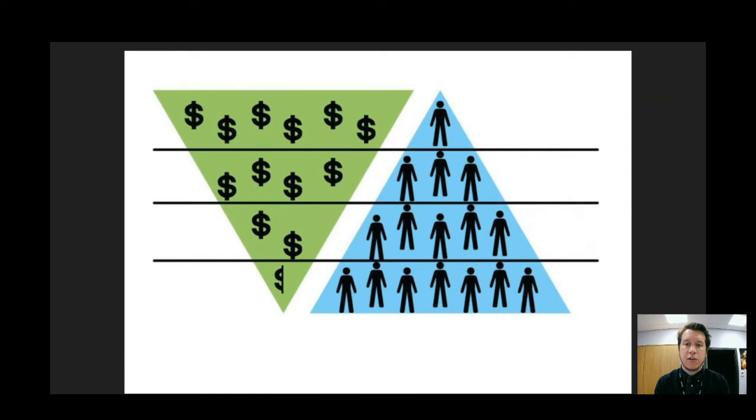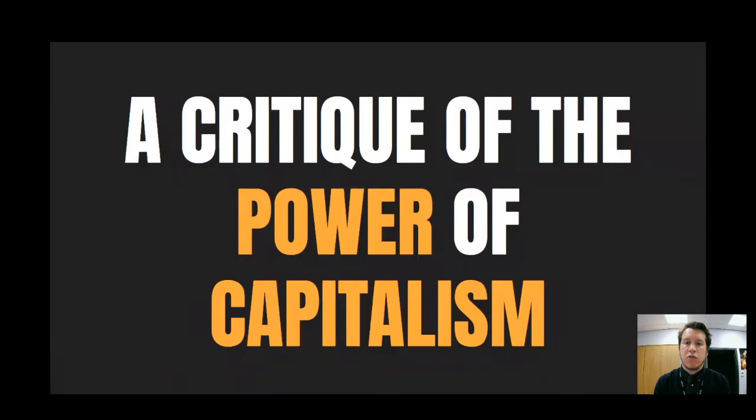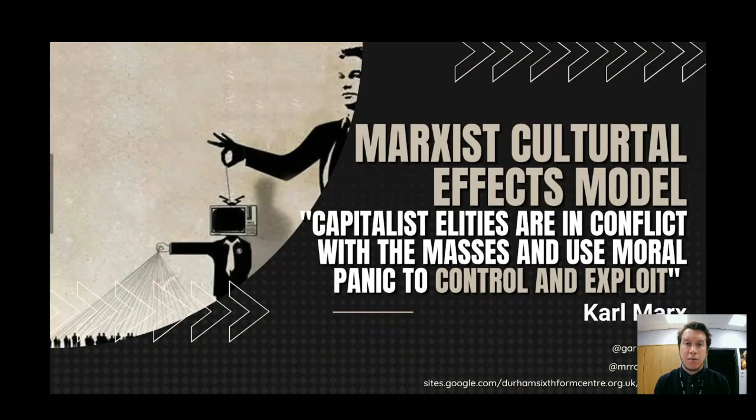And as a result of that top-down model, a small group of people with a large amount of money have a lot of power over a large amount of people with not a lot of money and not a lot of power. So that is Marxism, a critique of the power that capitalism perhaps generates for a small minority with a large amount of political, economic influence. Okay, so there you go.